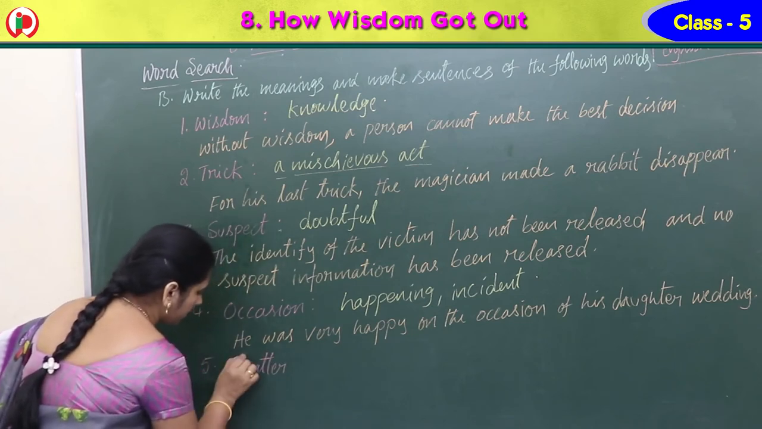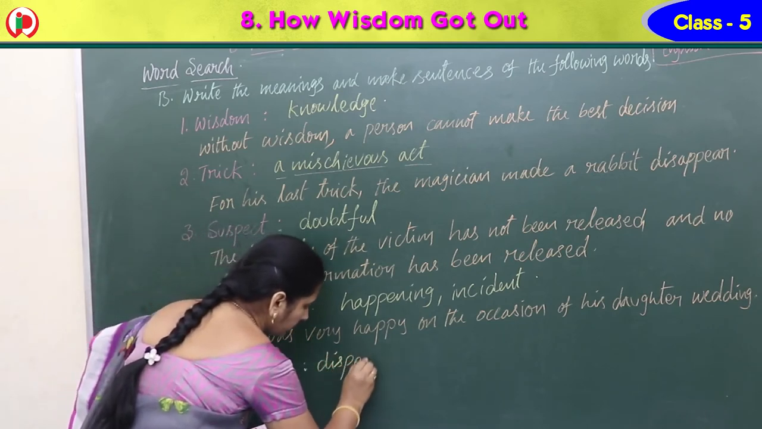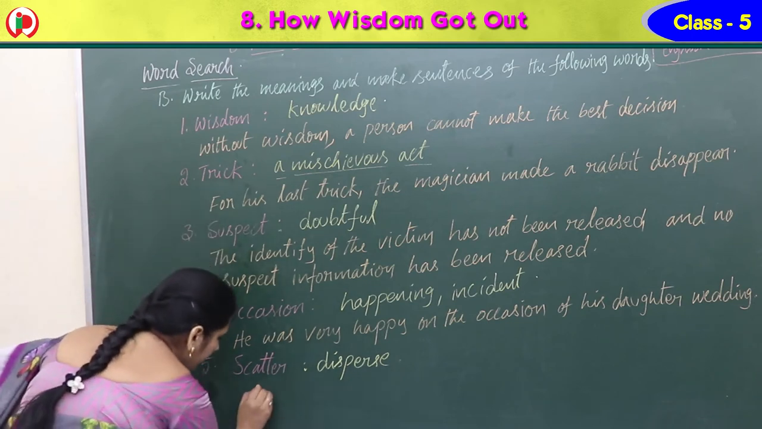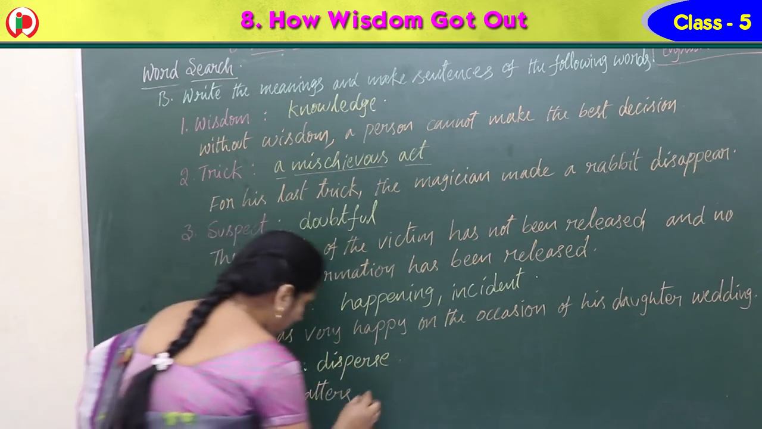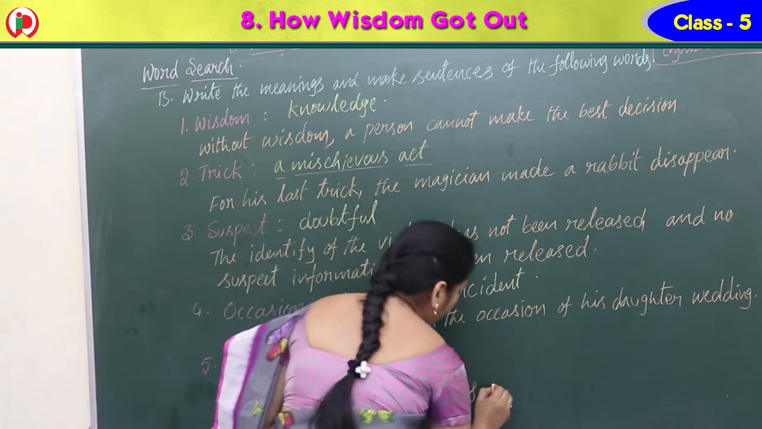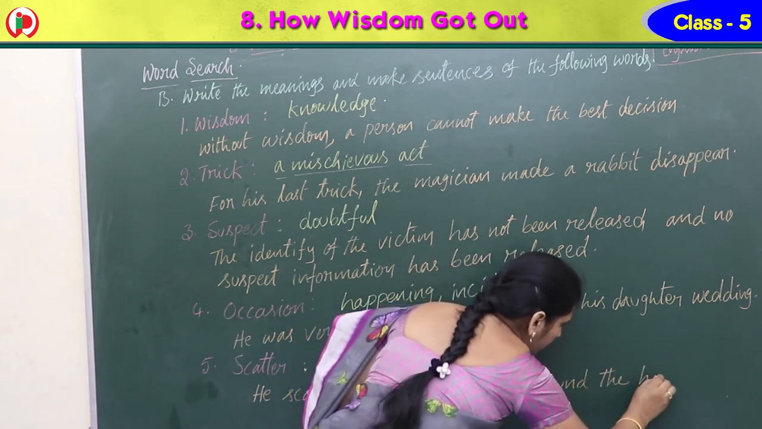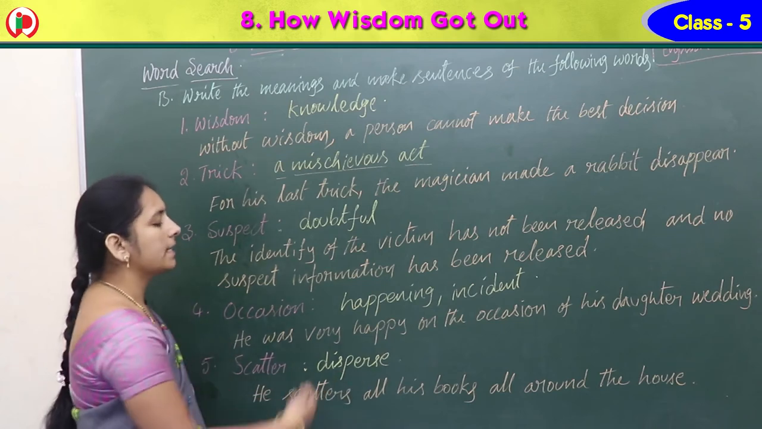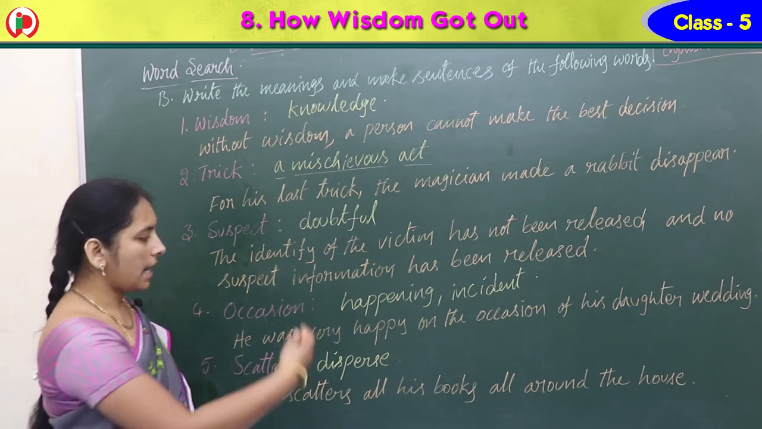Scatter means disperse, spread over in all directions. So write the sentence on this. So he scatters. What do you do when you go home? That the same thing I'm giving. He scatters all his books all around the house. So for doing the homework, when you open your bag, you scatter all your books in the room, na? Yes, so he scatters all his books all around the room or all around the house. Okay, Nana? So these you write down and then we can do the next sixth one.